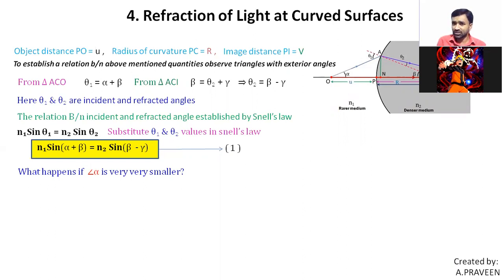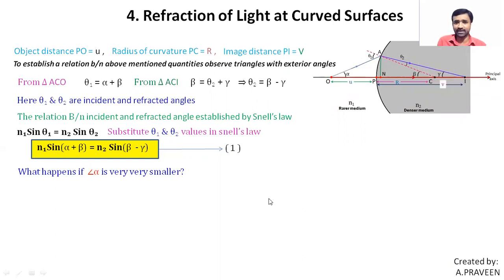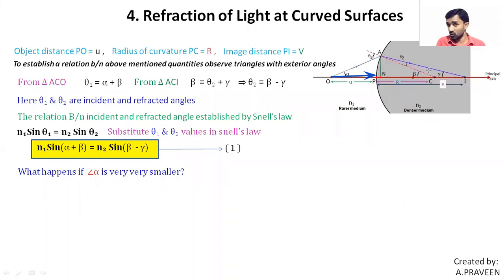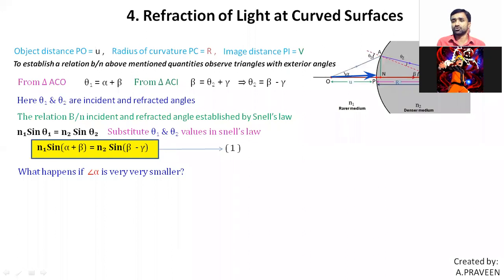If that angle is considered very small, what happens in your diagram? Just I will show you here. If the angle is considered very small, look at this. It becomes very close to the principal axis or not? Speak out. If I take that angle very small, how will that ray be observed here? It is very close or not? Just speak out.